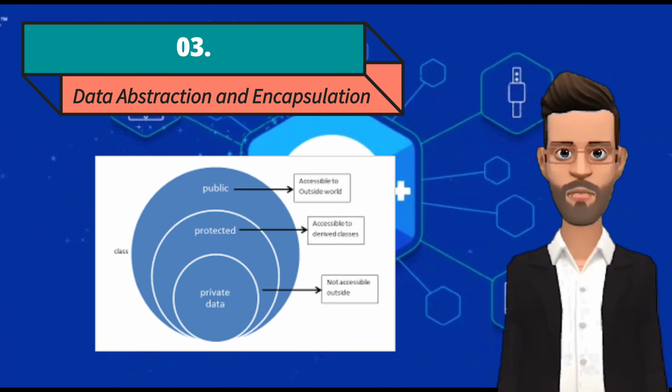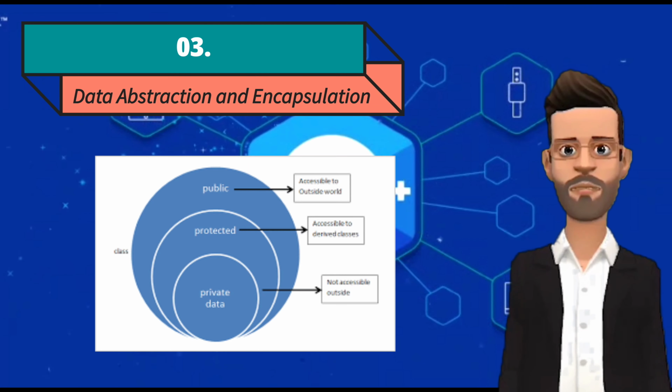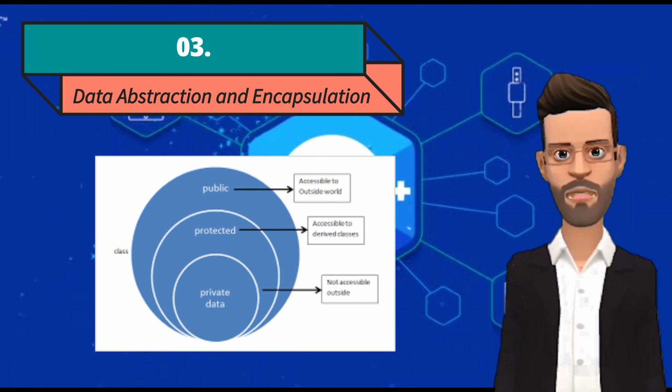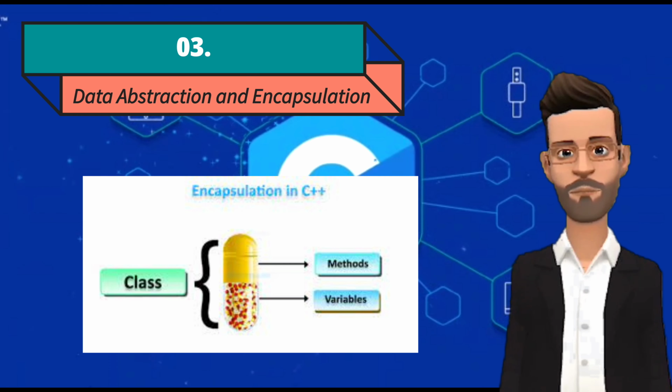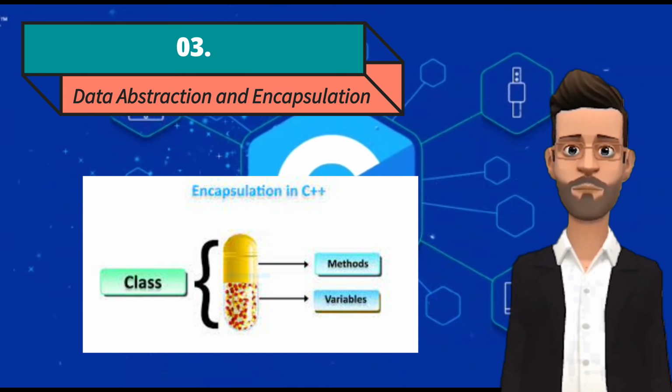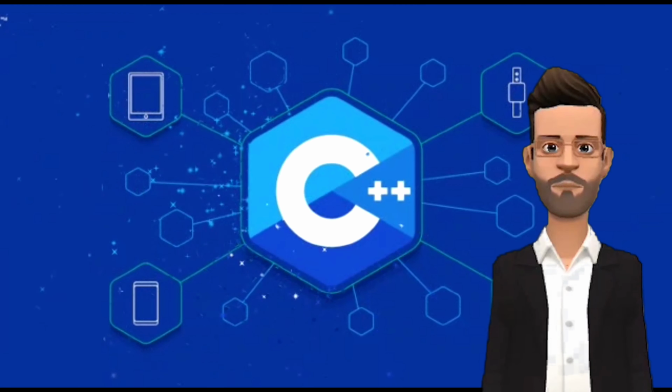implementation. In normal terms, encapsulation is defined as wrapping up of data and information under a single unit. In object-oriented programming, encapsulation is defined as binding together the data and the functions that manipulate them.